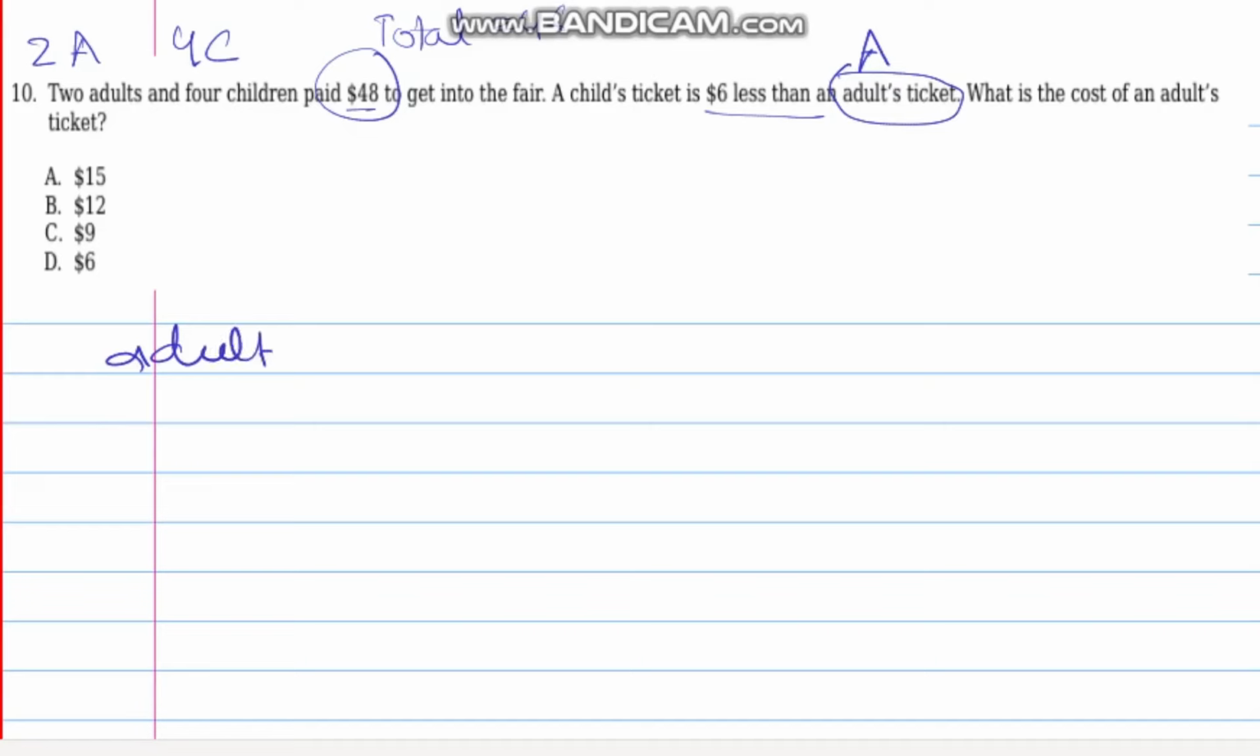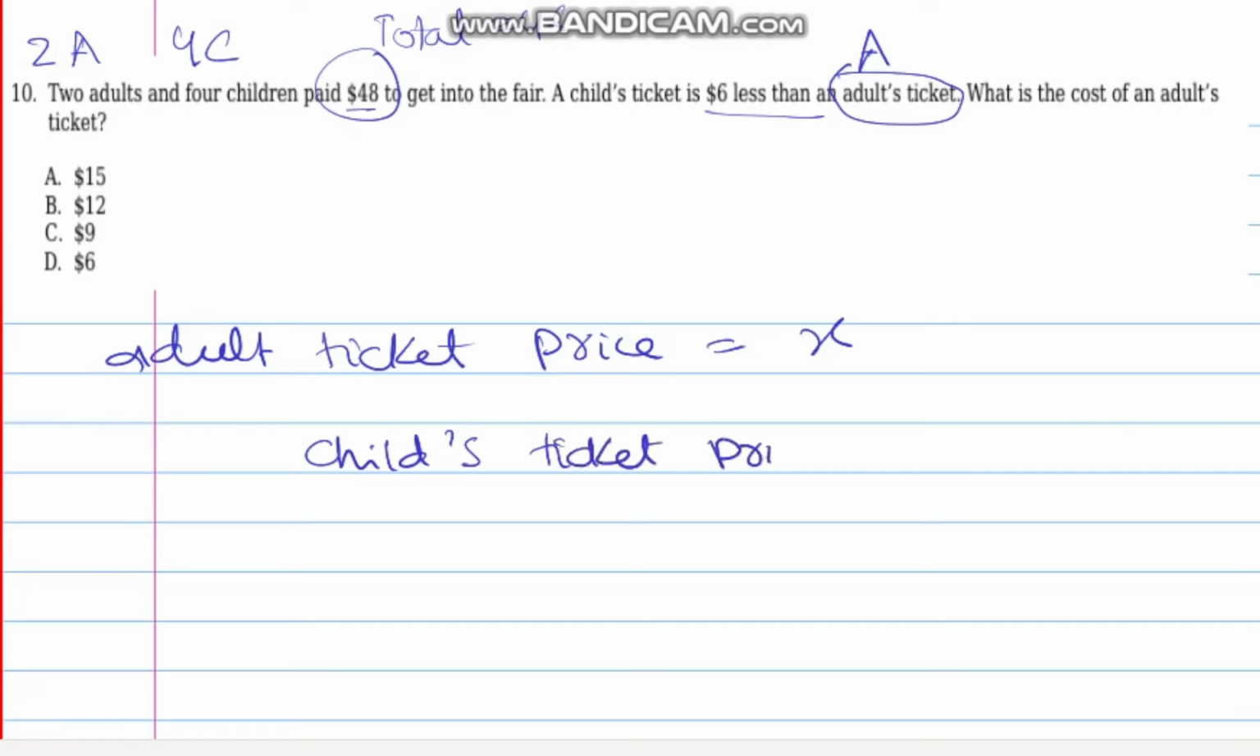Adult ticket price is X. Let's assume the ticket price is X, and then we will go further. Okay, please note the answer. So what will be the child ticket price? The child's ticket price will be six less than this. Then how can we write the equation? This will be x minus six. Six less than this, which is x.